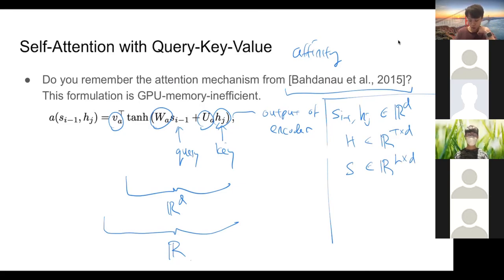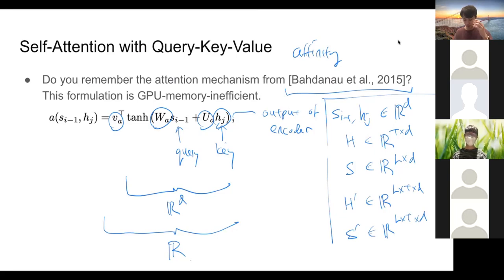Then what you need to store in your GPU to parallelize this computation is that you have to compute H prime, which is L times T times D, and then you also have to compute S prime, which is also L times T times D. How do you create that? Well, you just stack the same H L times for H prime, and you stack the same S T times for S prime.